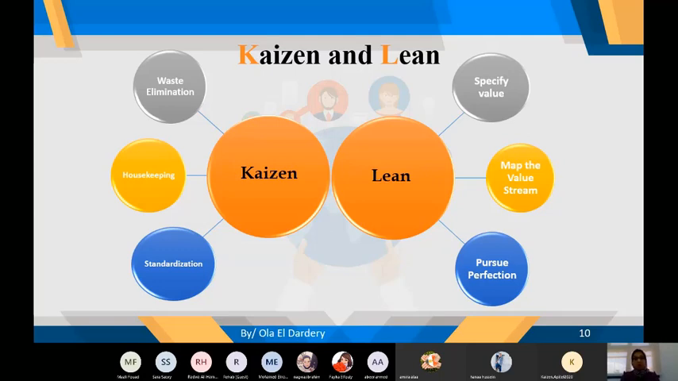Kaizen mainly focuses on what the people can do on the factory floor. If you're in an educational service, we're talking about what teachers and students can do together. We're not talking about the head of the organization. We're talking about the low level, or what we call Gemba, the factory floor. The Gemba is the floor.